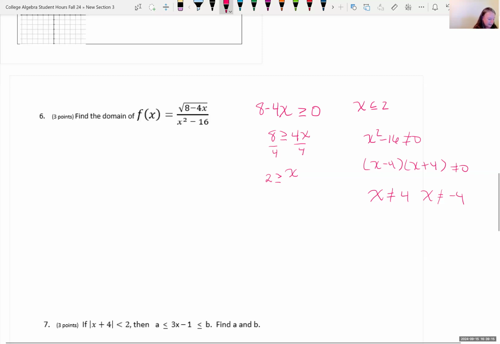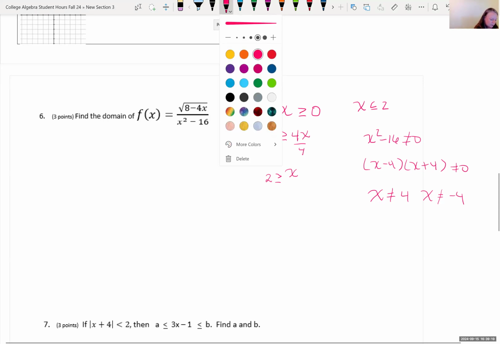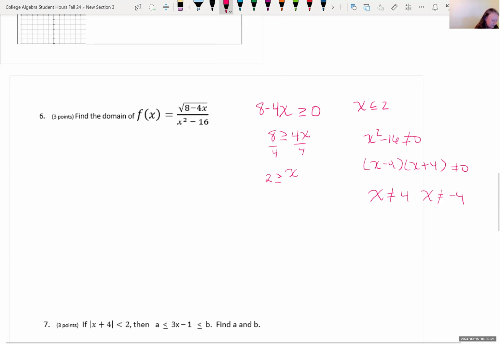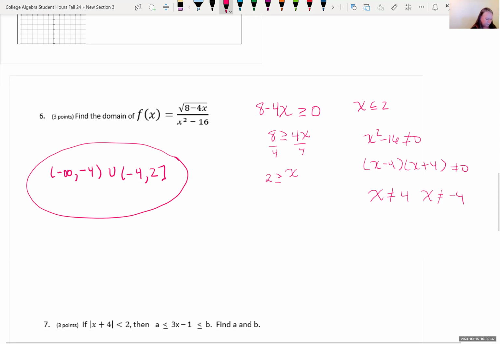So if I was to put this in interval notation, I'm looking at negative infinity going up to negative 4, not including, so parentheses, union, parentheses, negative 4, all the way up to positive 2, and we can include 2. So this is our domain.